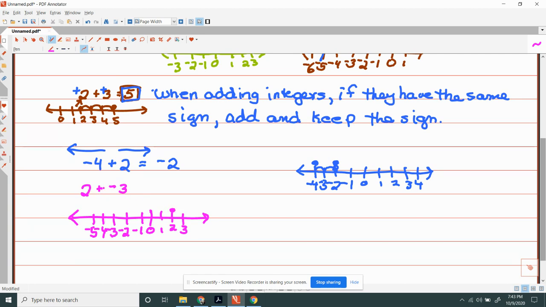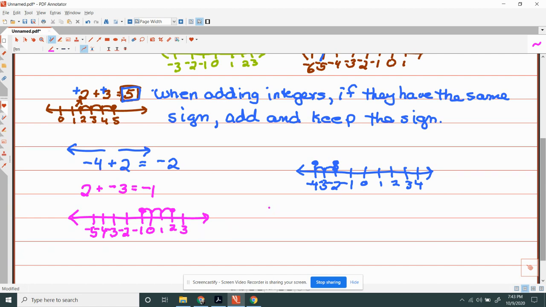And we said when we have negative, we always go left. So I'll go left. 1, 2, 3. And where do I end up? I end up at -1. Let's try another one.